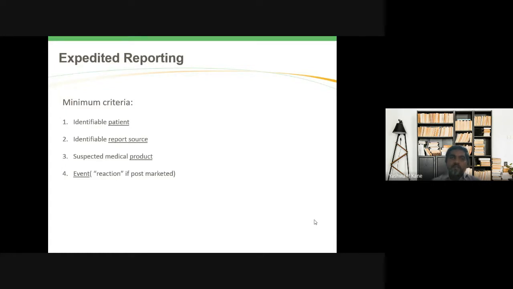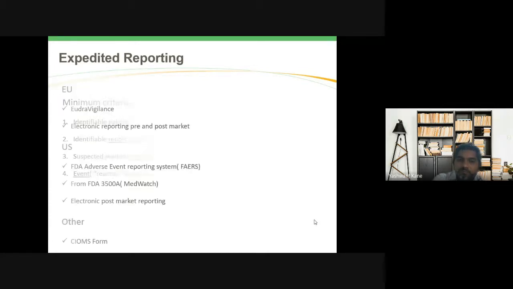And event: there should be a definite event reported in that case, like headache, nausea, vomiting, bleeding, etc. So these are the four basic parameters that make the case valid. Okay, so how is the expedited reporting performed, or what are the forms basically? In the EU, in Europe, it is the electronic reporting of the pre and post market.